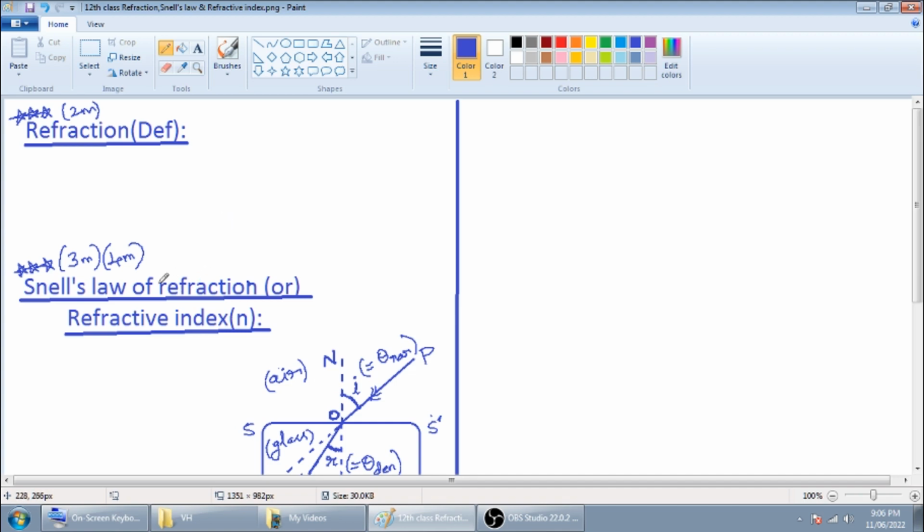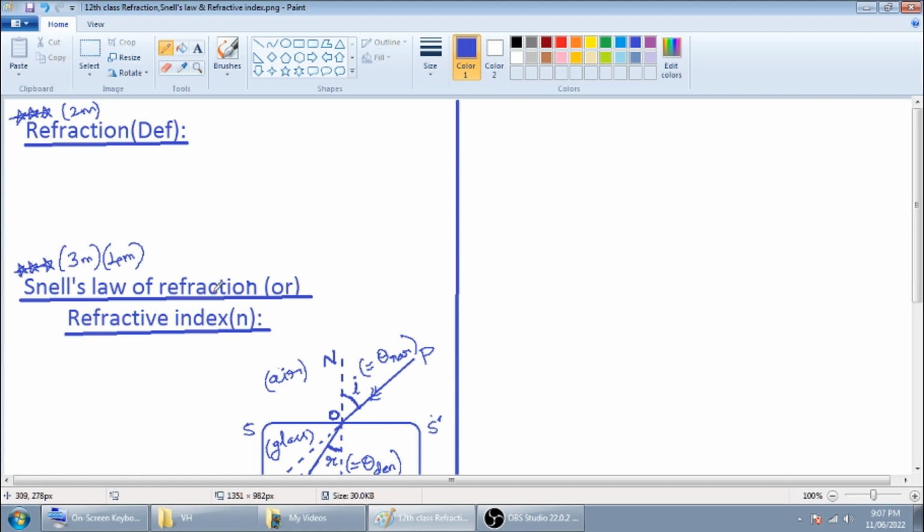Now a very important law related to refraction is Snell's law of refraction. There are a few laws related to refraction, simply called the laws of refraction. Among them, the most important law is Snell's law of refraction. Now what is the most important law in reflection of light? You have learned that the angle of incidence is equal to the angle of reflection. I is equal to R. That's the most powerful law in reflection.